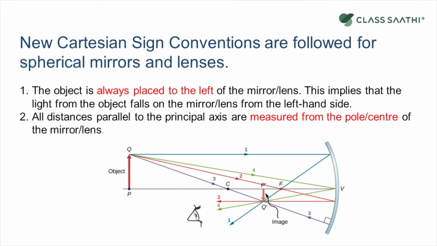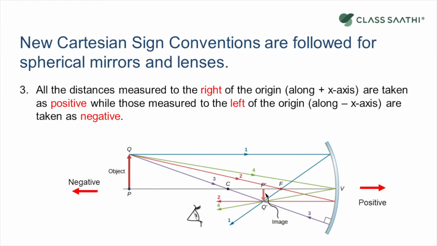Second one, all distances parallel to principal axis are measured from the pole or the center of the mirror or the lens. Here the pole of the mirror is marked V and all distances are measured from the point V. Third point, all distances which are measured parallel to the right of the origin are taken to be positive, whereas those which are measured to the left of the origin are taken to be negative. This is shown in the figure with the red arrows showing positive and negative.